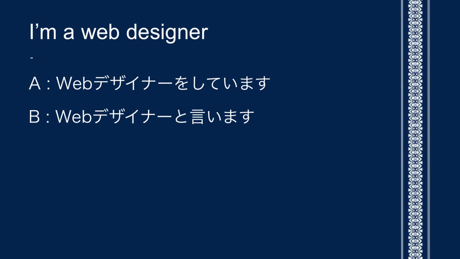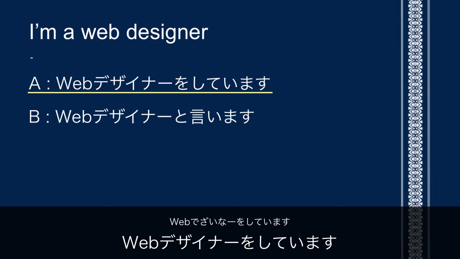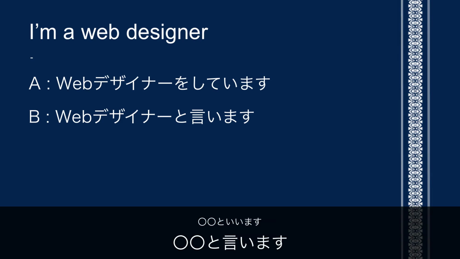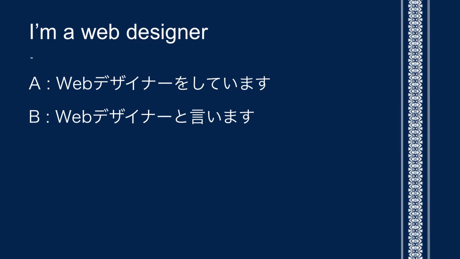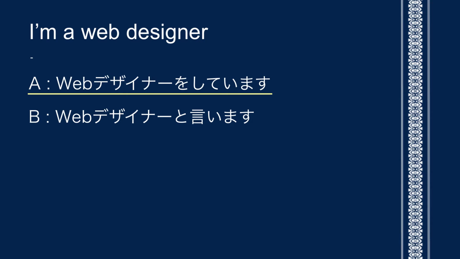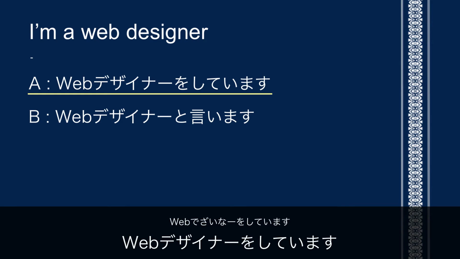The fifth sentence is that I'm a web designer, and the options are here. ウェブデザイナーをしています。ウェブデザイナーと言います。As I mentioned, と言います is used when you say your name. When you introduce your job, you cannot use it, so this sentence is wrong. Then, when you introduce your job, you can say をしています。Consequently, this one is correct. ウェブデザイナーをしています。I'm a web designer.